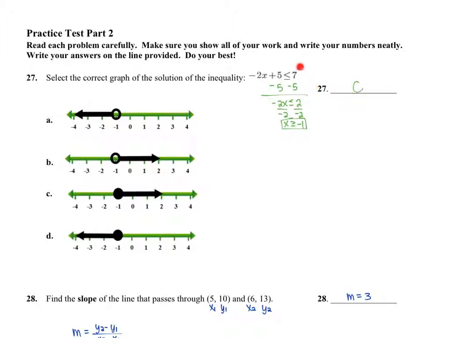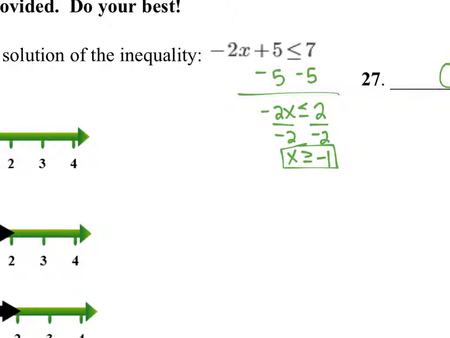The goal is to isolate x, so you'd first minus 5 from both sides, making it negative 2x is less than or equal to 2, and then you divide both sides by negative 2. Now because you divide by a negative, the new rule is that you have to reverse the inequality sign, so the less than turns into a greater than or equal to.